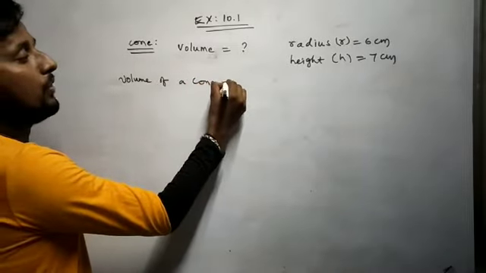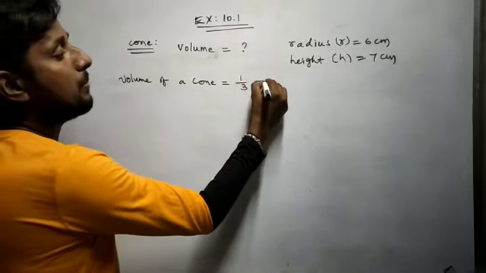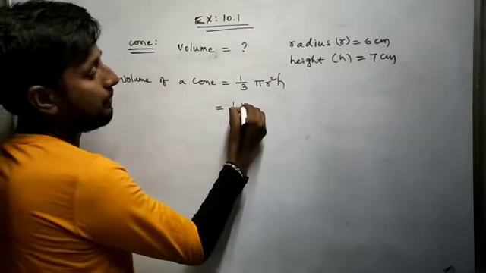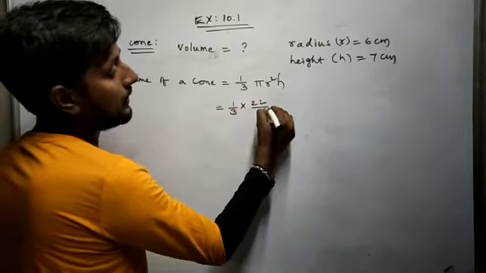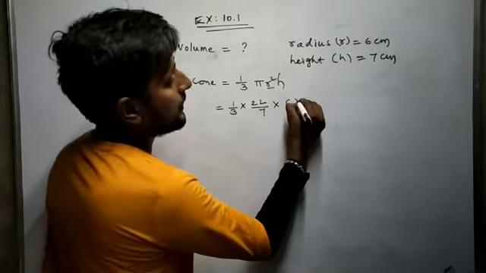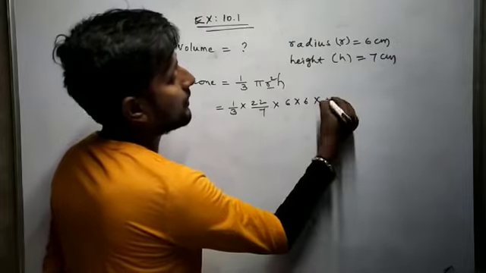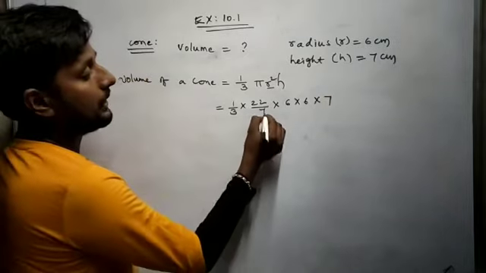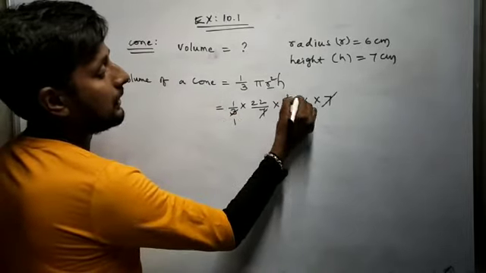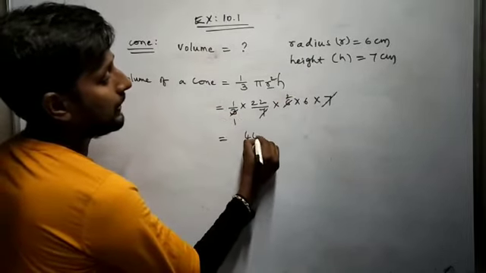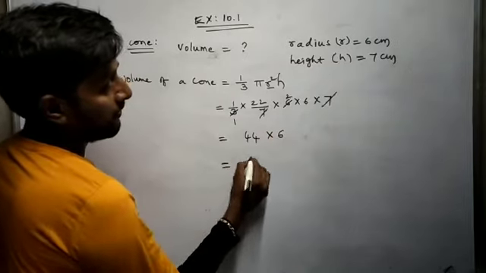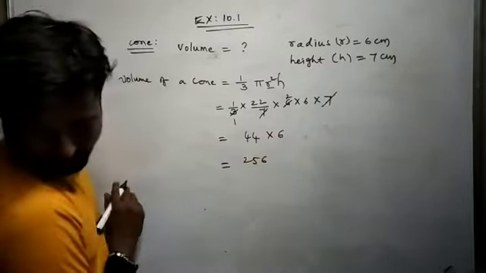Volume of a cone formula: 1 by 3 π r square h. So π value we know is 22 by 7. r square is 6 into 6, h is 7, correct? Right, 7 and 7 get cancelled. 3 twos are 6. Simple, I'll write 22 twos are 44 into 6.